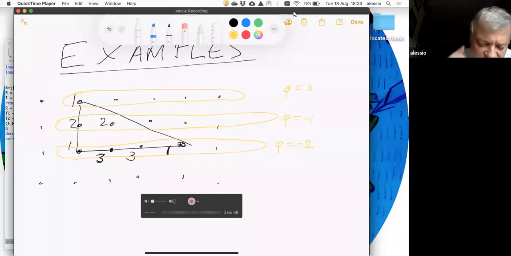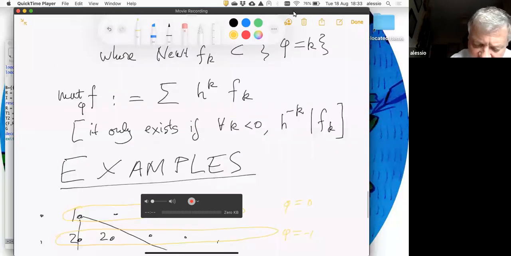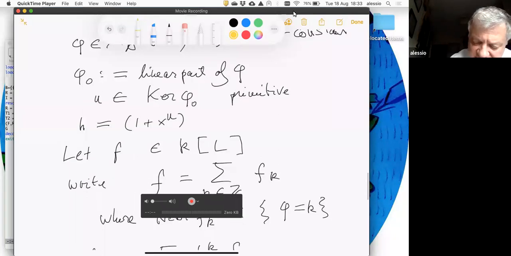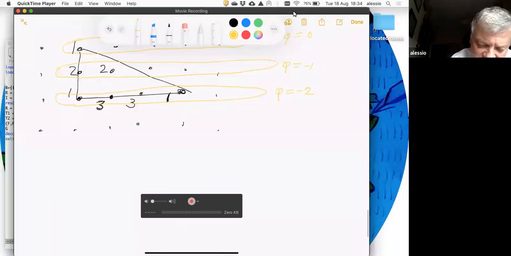Then I'm supposed to choose a primitive element, as it said here, u in the kernel of the linear part, and then form the polynomial h equal 1 plus x to the u. And the h here is going to be 1 plus x. Remember that this was the constant term, then there was 3x, and then 2y, and 3x squared. And so h is 1 plus x.